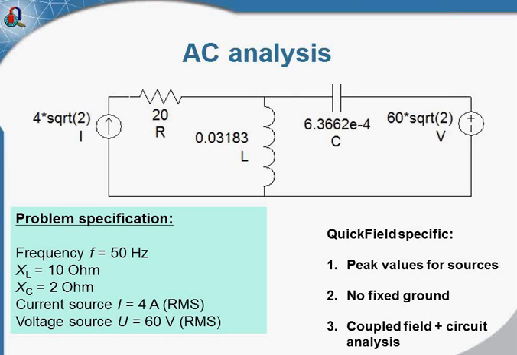And before we begin, I would like to outline some QuickField specifics. First, in QuickField, in an electric circuit, you should specify the peak values. So here you can see the square root of 2. Second, there is no fixed ground connection in the electric circuit. So you can calculate for each element the electric current passing through the element and the voltage drop between element terminals.